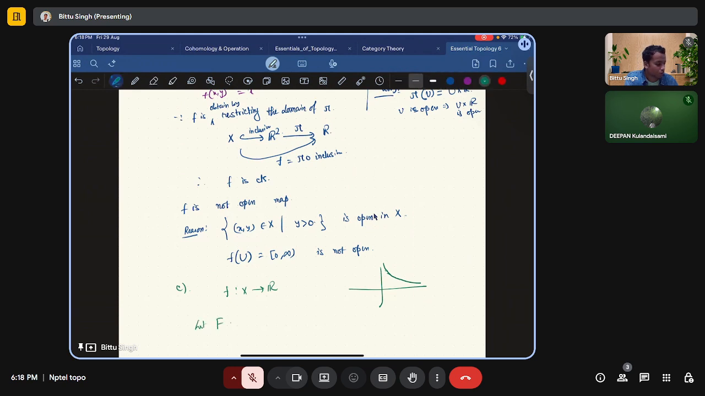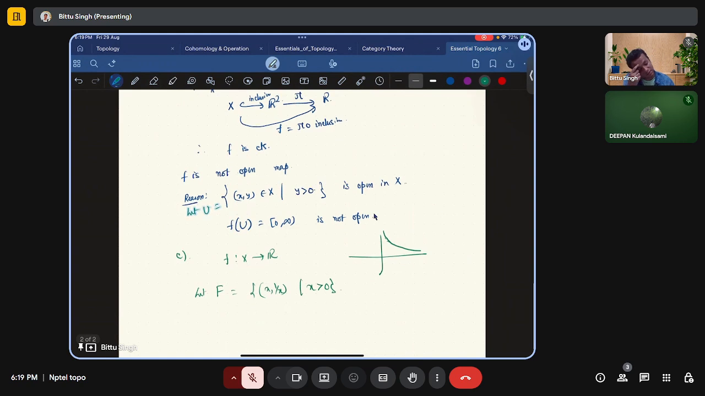Let f equal to this. This is our U equal to this. So here choose f equal to x comma 1 by x and x greater than 0. Then this set is closed in x, right? This set is closed in R2, therefore it is also closed in the subspace. Okay.